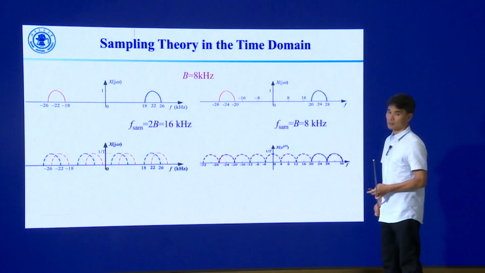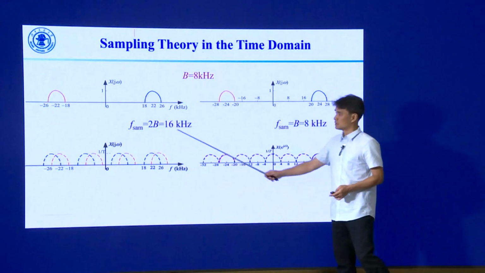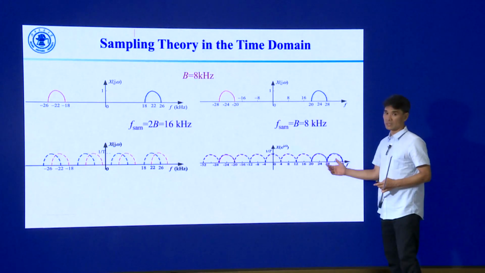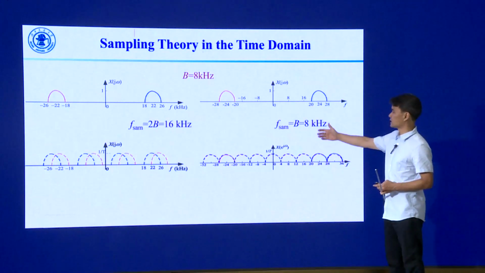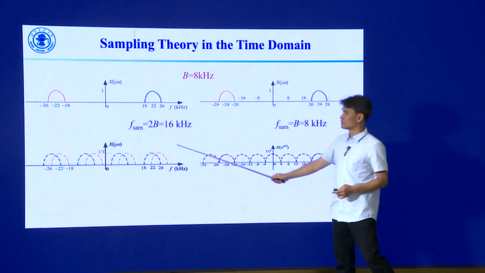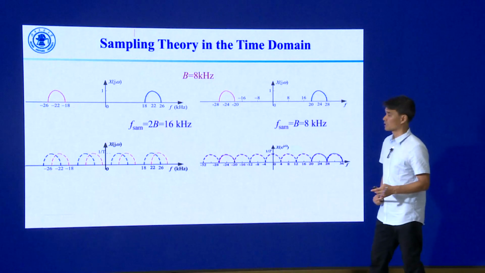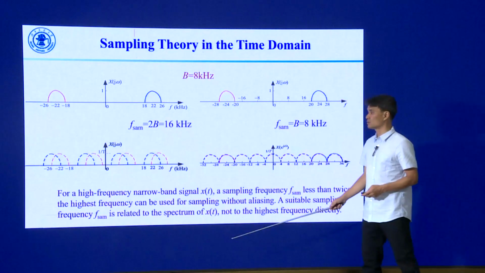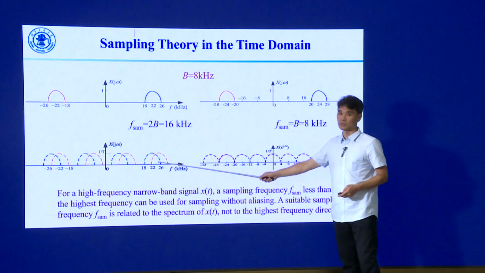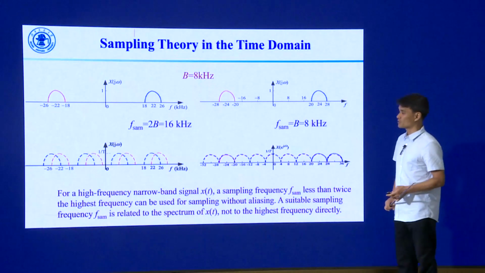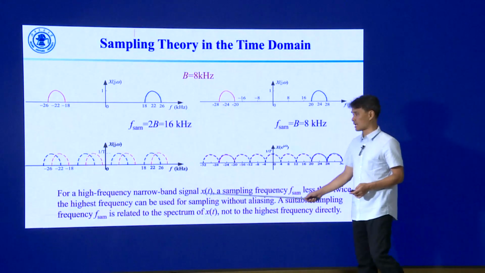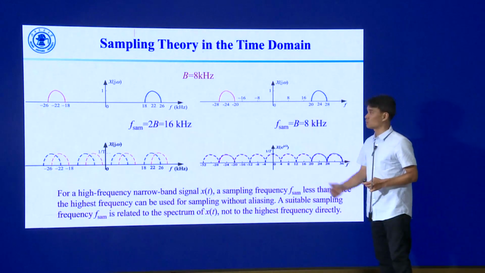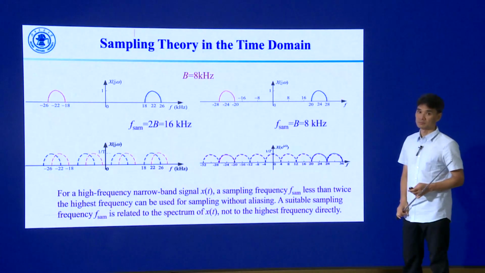Here is a comparison of the distorted spectrum and the spectrum without distortion. The sampling rate is 8 kilohertz here, and here the sampling rate is 16 kilohertz. Although the sampling rate is higher in that situation, aliasing happens in here. So whether or not aliasing happens depends not only on the bandwidth, but also on the shape of the spectrum.